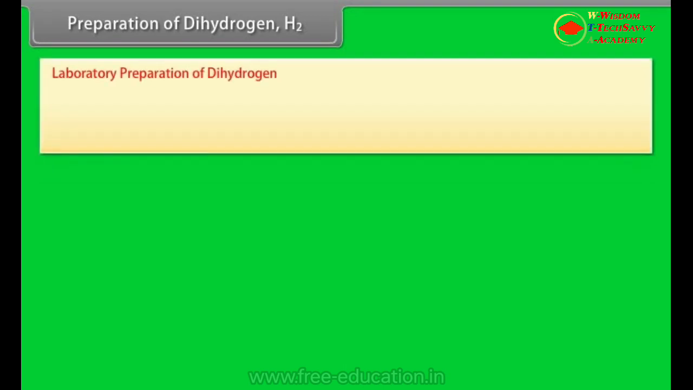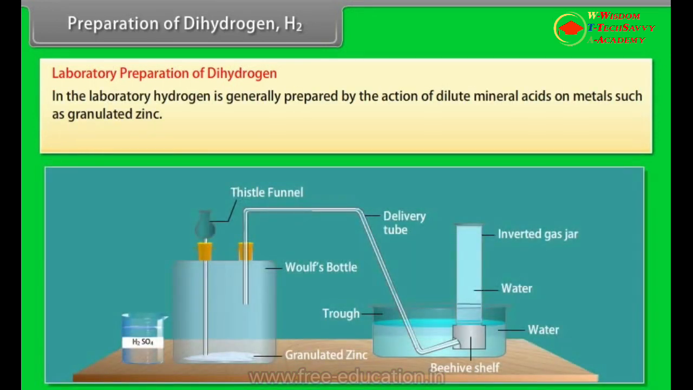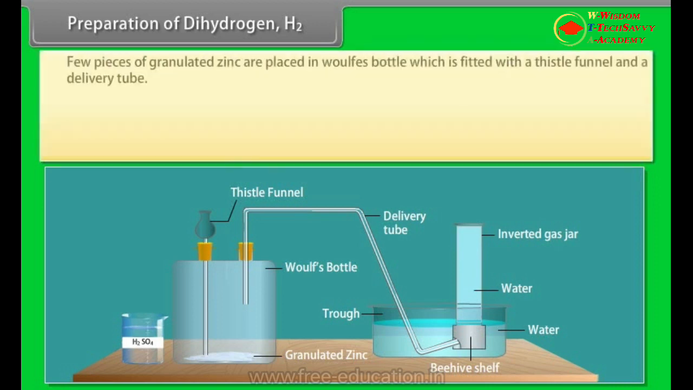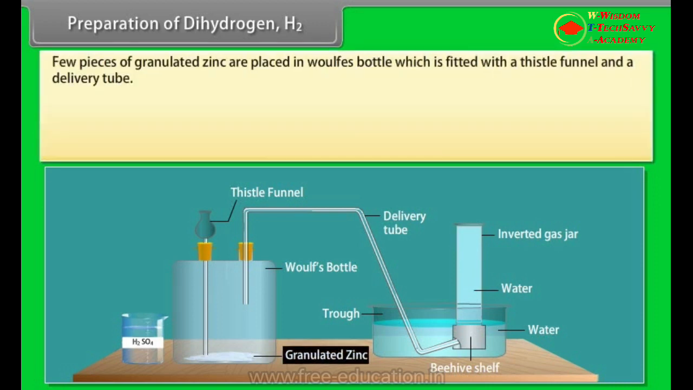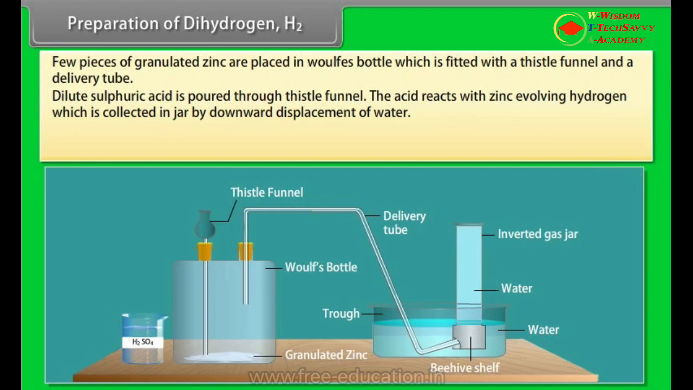Preparation of dihydrogen, H2. Laboratory preparation of dihydrogen. In the laboratory, hydrogen is generally prepared by the action of dilute mineral acids on metals such as granulated zinc. A few pieces of granulated zinc are placed in a Woulfe's bottle, which is fitted with a thistle funnel and a delivery tube. Dilute sulfuric acid is poured through the thistle funnel. The acid reacts with zinc, evolving hydrogen, which is collected in a jar by downward displacement of water.